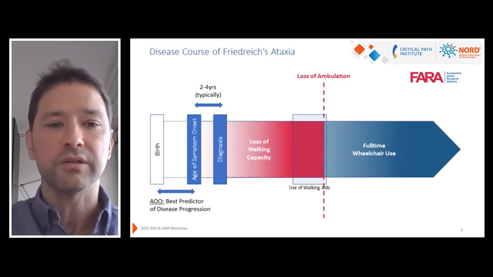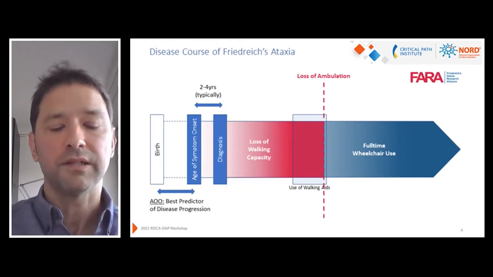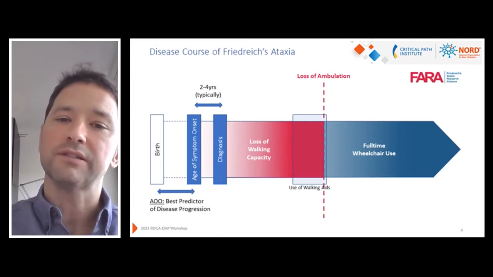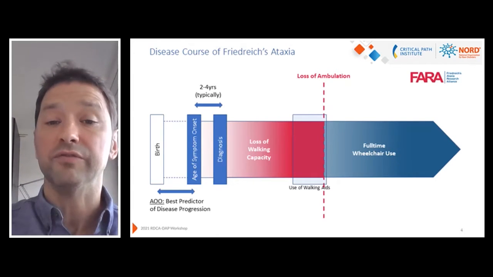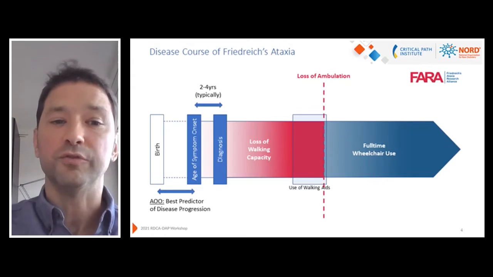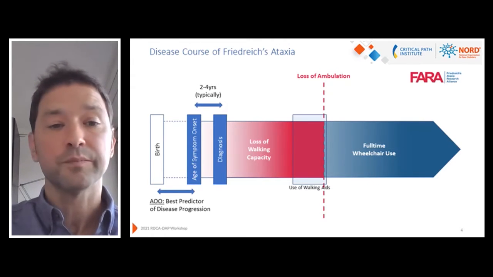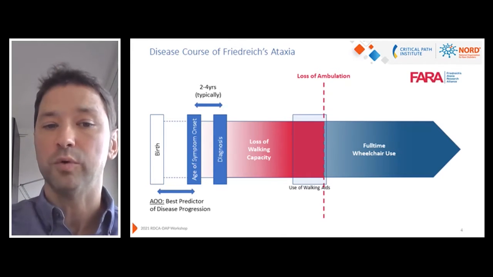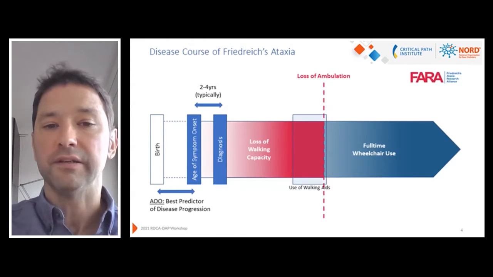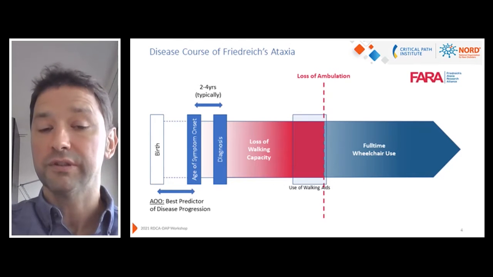So the disease progression in FA starts with diagnosis, and at diagnosis, the patient is usually asked, when did you perceive your first symptoms? And that happens typically about 2 to 4 years before diagnosis. And then after diagnosis comes a period of loss of walking capacity that then leads to use of walking aids and eventually loss of ambulation. And after that, people become full-time wheelchair users.